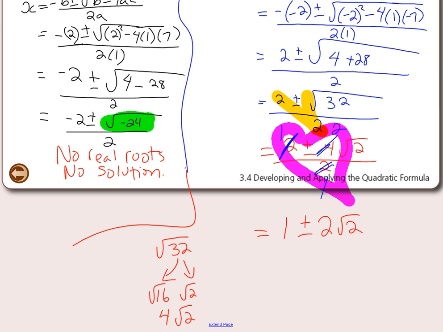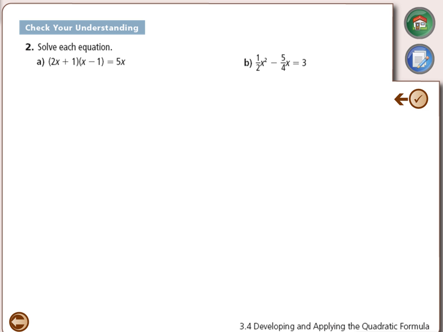All right, let's take it to trickier types. Oh, boy. Not equal to 0. So we first have to expand and then equate to 0. So let's expand it first. So we get 2x squared minus 2x plus x minus 1 equals 5x. Collect all of our like terms. And let's equate to 0 at the same time.